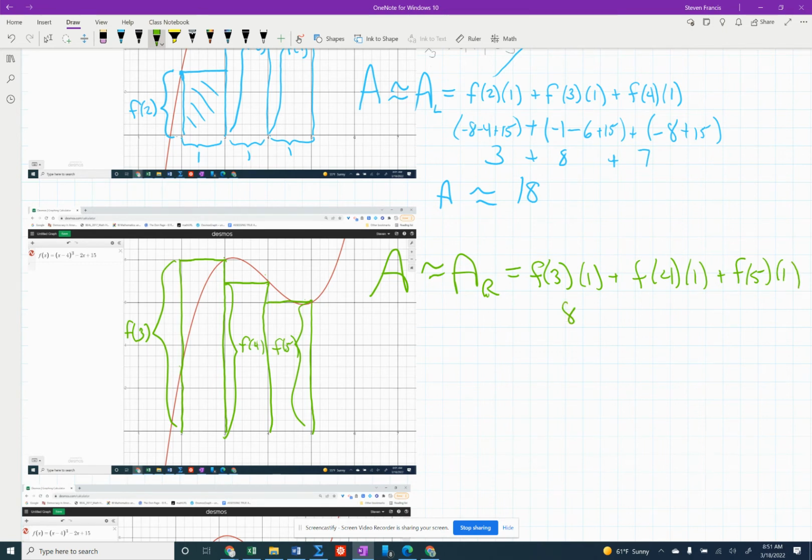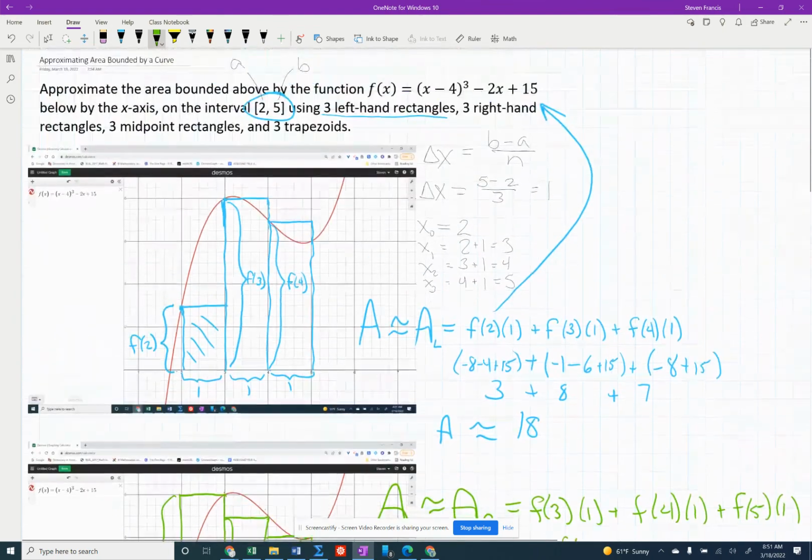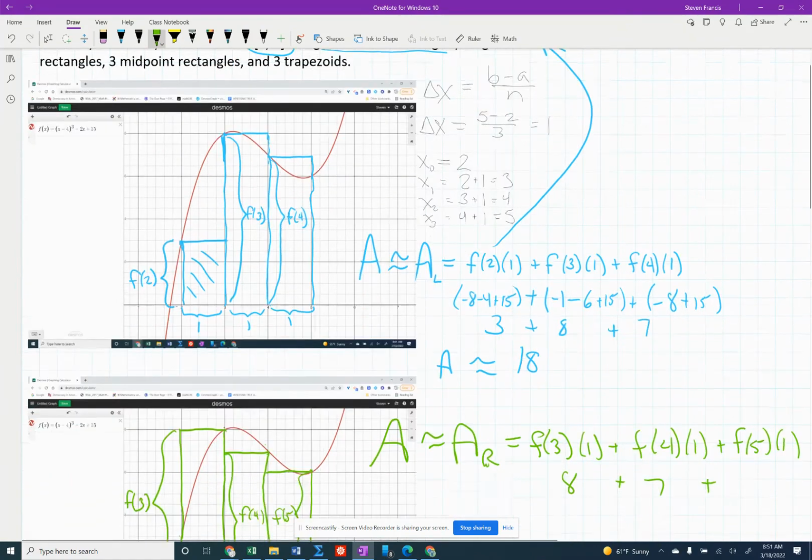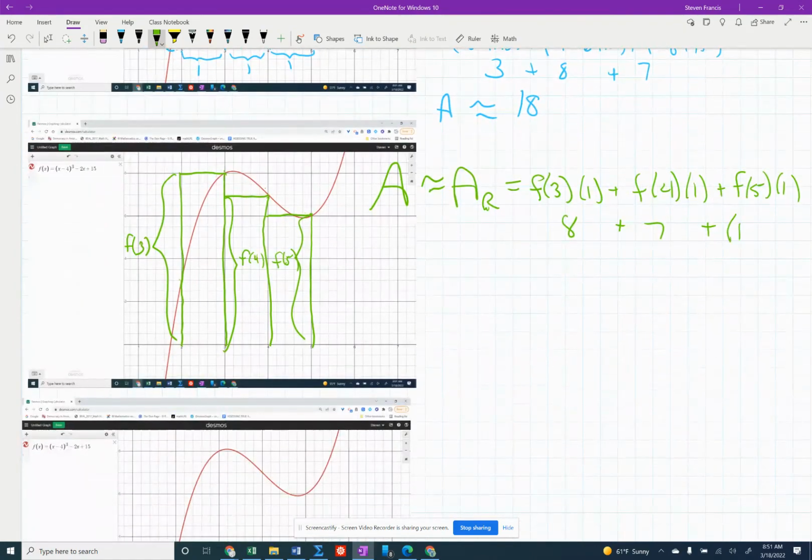We already know f of 3 is 8. We know f of 4 is 7 and times 1 because we did those up there. Now, I don't know f of 5 because I haven't worked it out yet, but if we go back up here and we plug in 5, 5 minus 4 is 1, 1 cubed, still 1, minus 10 is minus 2 times 5, and then plus that 15. So this is going to be 8 plus 7 plus, it looks like 6. Yeah, because 1 minus 10 is negative 9. Negative 9 and 15 is 6. So it looks like our area is approximately 21 using our right-hand endpoint approximations.